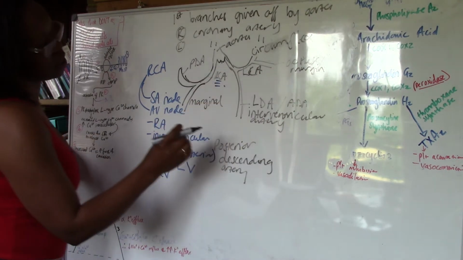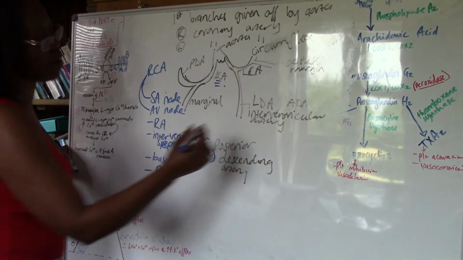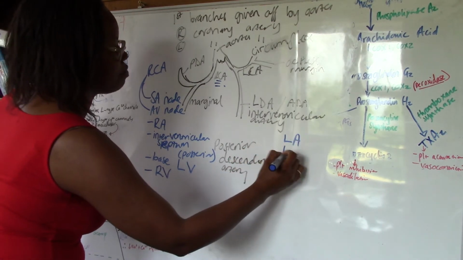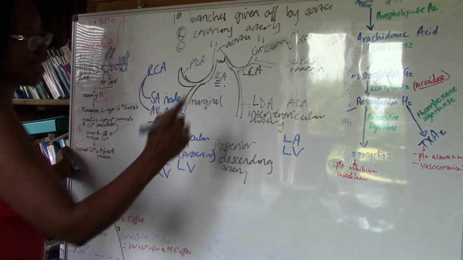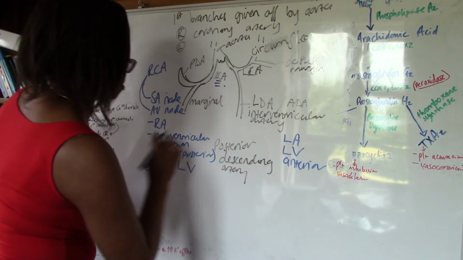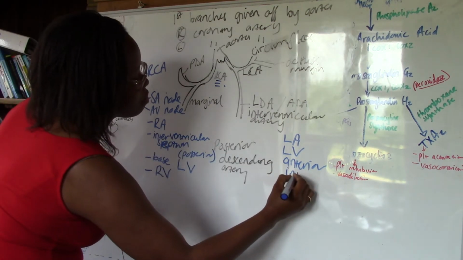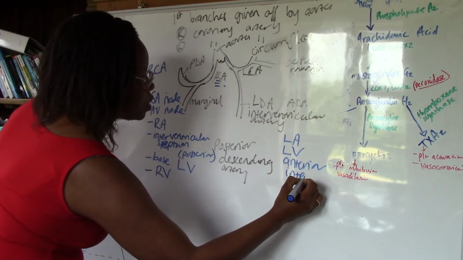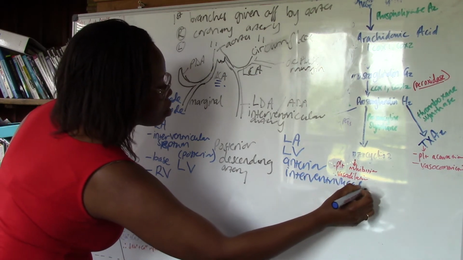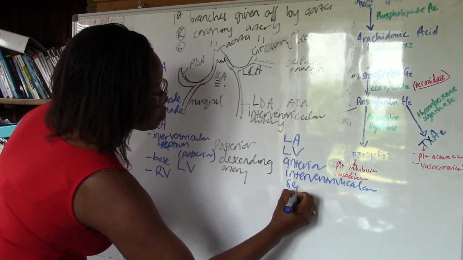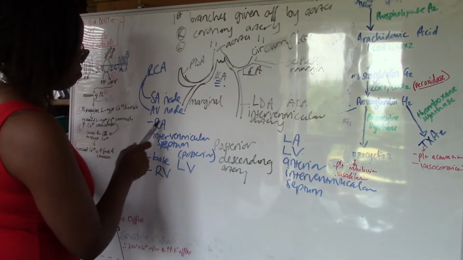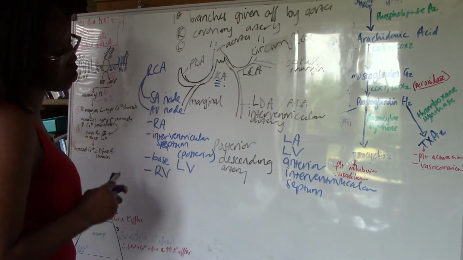The left coronary artery mainly supplies the left atrium, left ventricle, the anterior aspect of the interventricular septum. However, the base of the left ventricle is supplied by the right coronary artery.